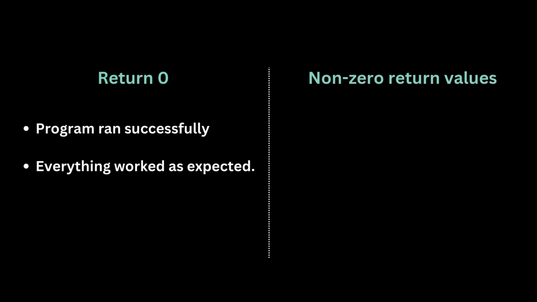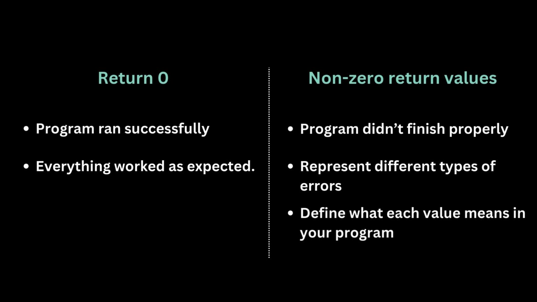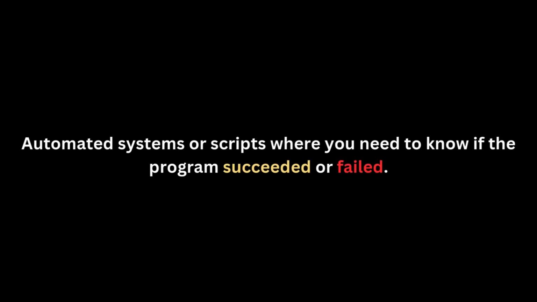Non-zero return values: any non-zero value generally means there was an error or the program didn't finish properly. Different non-zero values can be used to represent different types of errors, and you can define what each value means in your program. When the program ends and returns a value from the main function, the operating system looks at this return value, called the exit status, to figure out how the program ended. This is especially useful in automated systems, or scripts where you need to know if the program succeeded or failed.